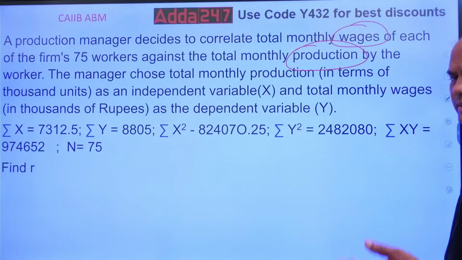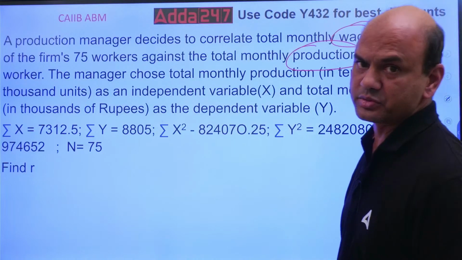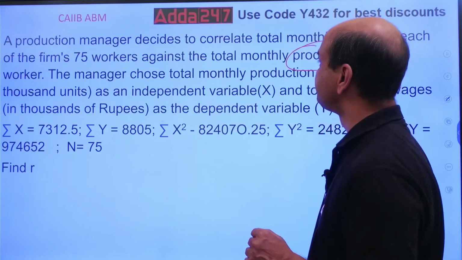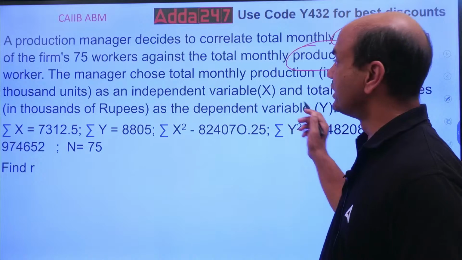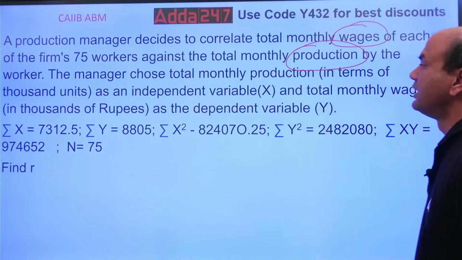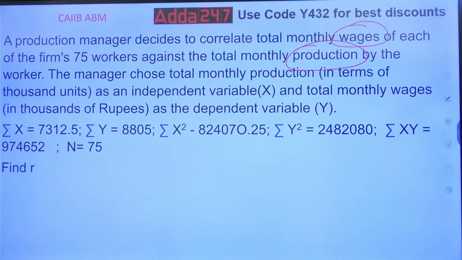The manager chooses, now it depends what you choose as independent and what you choose as dependent. So here the manager chooses monthly production as an independent unit. So production is independent over here. And dependent is the wages, means income. So now you have to find out the R. See this, all these terms are given. All the terms over here are given.